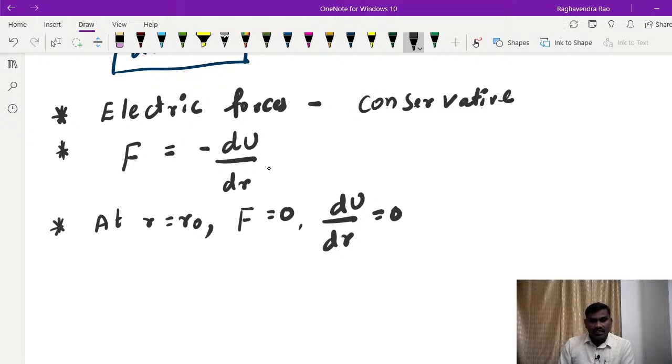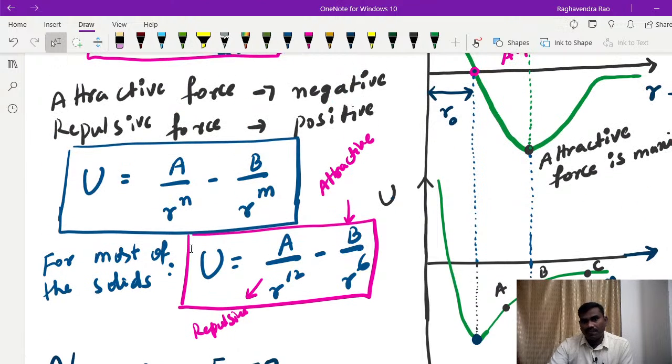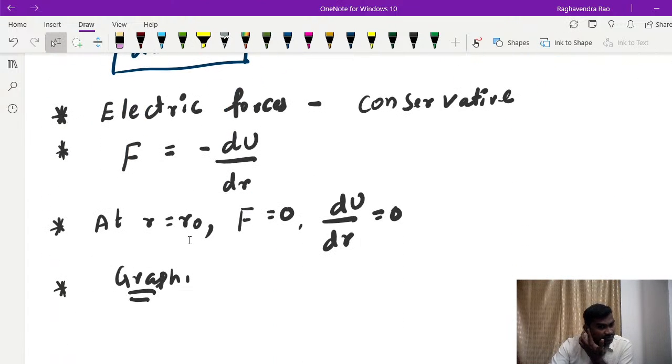And then they will ask graphical representation questions on this model of the graph. So these are the important key points from the topic of intraatomic and intermolecular forces. R naught is called equilibrium separation, at which both attractive and repulsive forces are balancing with each other, so the net force will be equal to 0. Based on this, we will now see what questions they may ask.